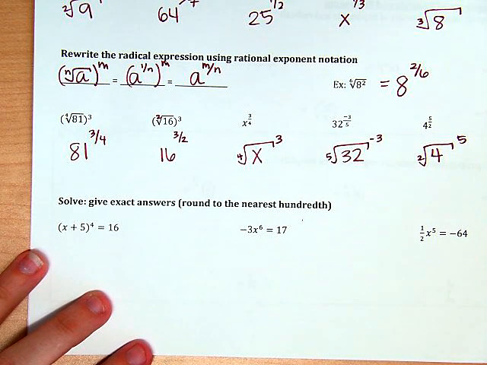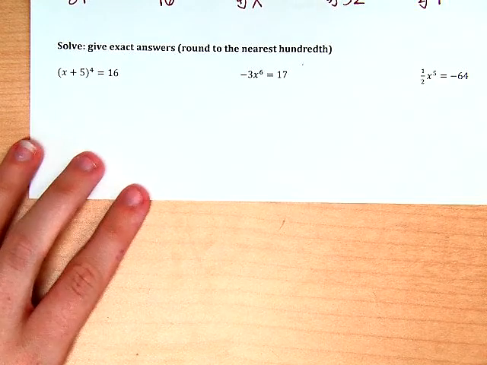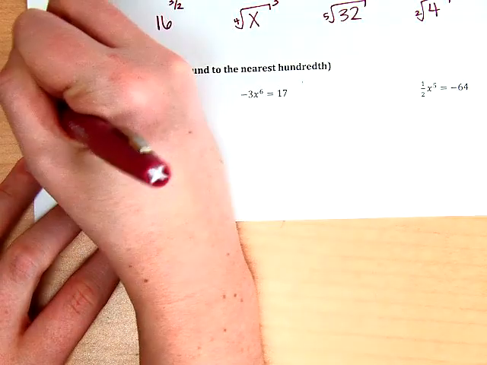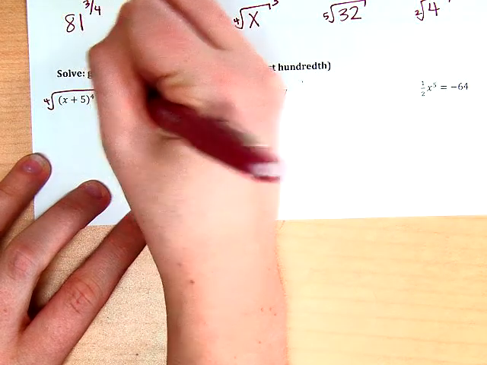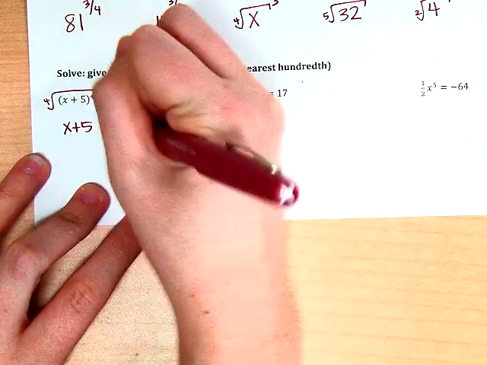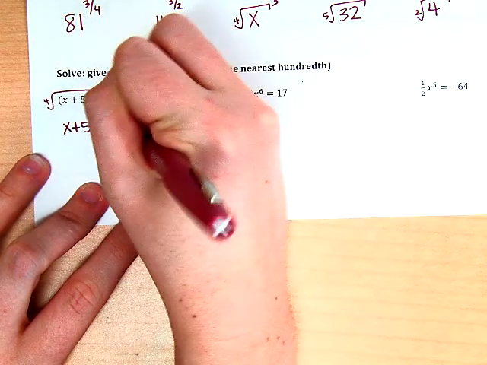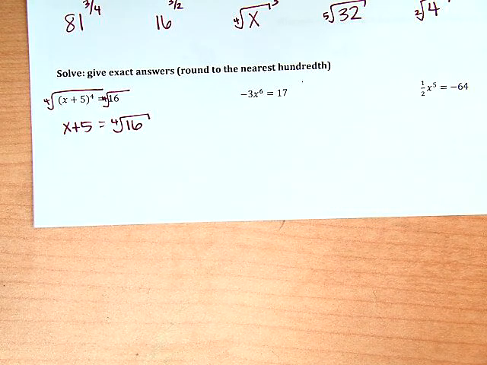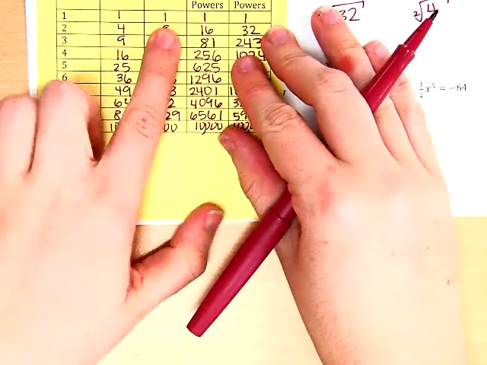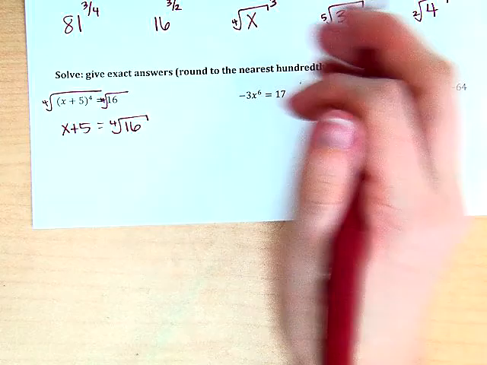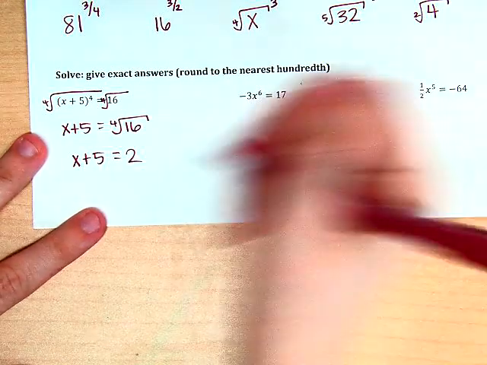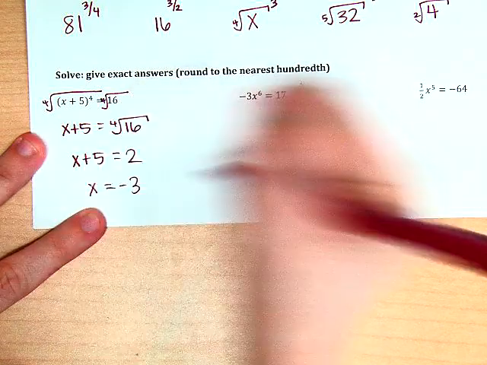There you go. Last part on this is solving these things. So you take this thing, and I want to get rid of that fourth power. I'm going to fourth root it. So really I have x plus 5 equals fourth root of 16. Now if I go down on my perfect fourths on this yellow card here, go down to see 16 and go across, and you get 2. So x plus 5 equals 2. X equals negative 3.